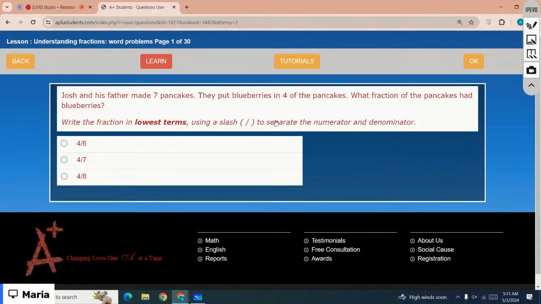The total pancakes they made were seven, right? And out of seven, four of them have blueberries. So that means four out of seven pancakes have blueberries. The correct option is four out of seven because the total pancakes were seven and four of them have blueberries. Got it?